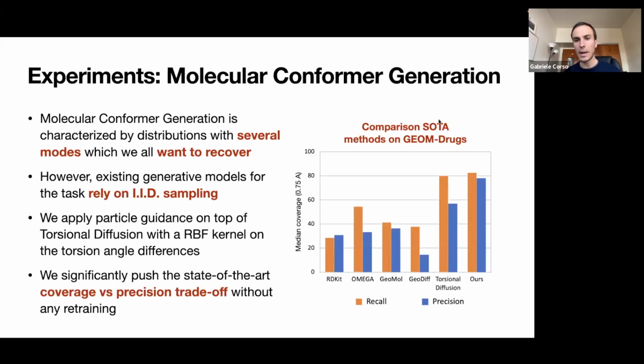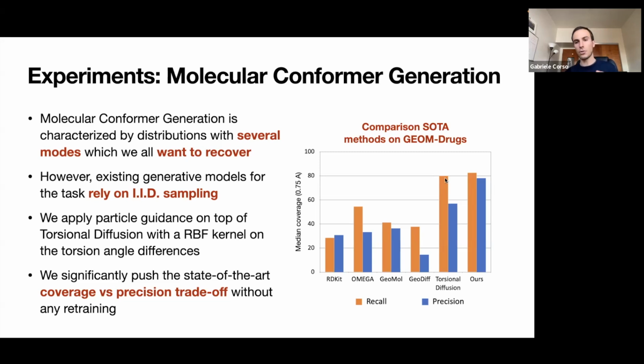And so we compare with the existing methods on these GEOM-Drugs, which is the standard benchmark, and we use coverage, recall, and precision, which are the standard metrics used for this task. And we can see that for these metrics, there's always a trade-off between recall, which is how well you cover the whole distribution of conformers, and precision, which is, for each of the things you generate, how accurate it is.